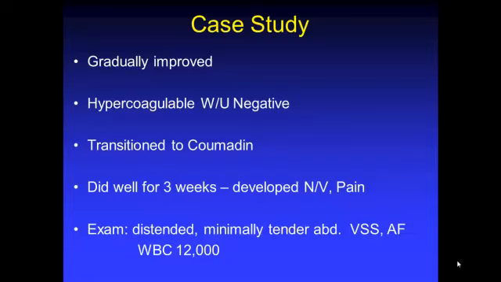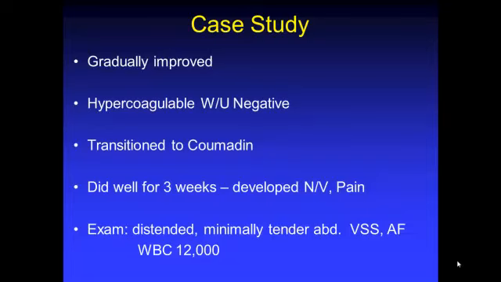Her hypercoagulable workup, which was performed with the oversight of hematology, was negative. Her birth control pills were stopped, and she was maintained on a different form of birth control. She was transitioned to Coumadin after being on heparin initially. She did well for approximately 3 weeks. Saw her back in the office, thought she was doing great, actually released her to the care of her primary care physician.